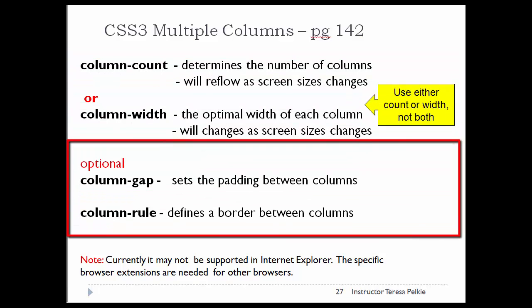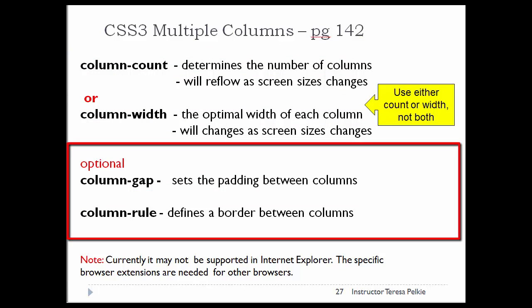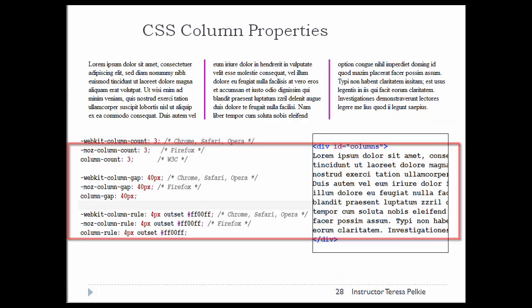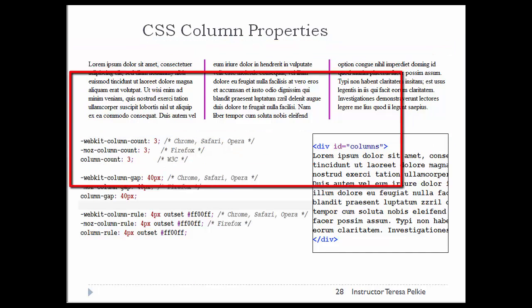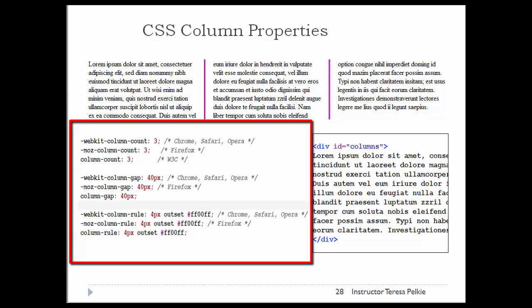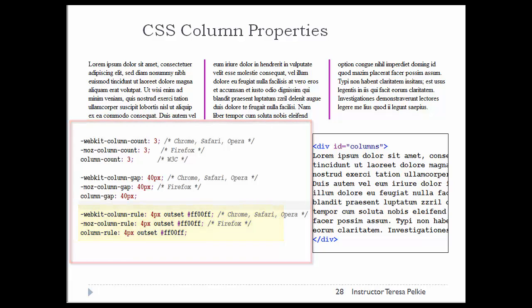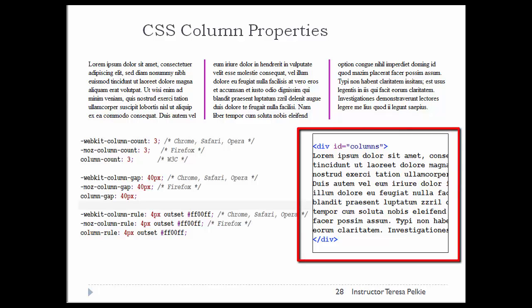Optionally, you can set a gap, which is padding between the columns, or a rule, which essentially is a line, and the syntax is similar to a border. So here up top we have 3 columns, and on the left-hand side we have the CSS syntax. And notice that we are using vendor prefixes, and at this point you still need to use them. We are setting the column-count, the column-gap, and the column-rule. Here again, the value for the rule is similar to the shorthand for a border or an outline property. On the right-hand side, here we see how the HTML might be laid out.